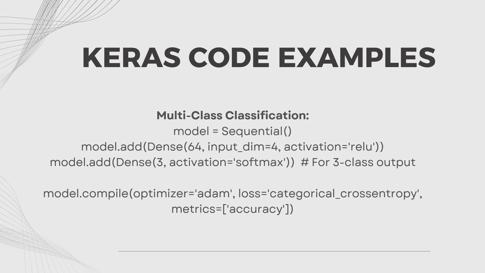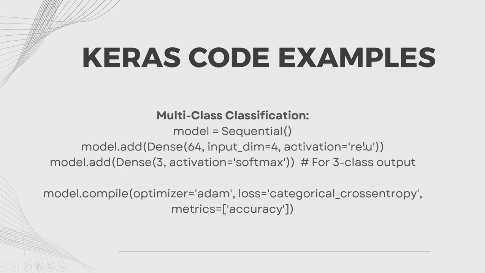Next, model.add Dense 64, input_dim equals 4, activation equals relu. That means 64 neurons, 4 inputs, ReLU activation function. Next, model.add Dense 3, activation softmax. That means output 3 probabilities for 3 classes. Next, model.compile, optimizer Adam, loss categorical_crossentropy, metrics accuracy. This step sets up the optimizer, loss function and metrics. Let's say we are classifying flowers into three species. The model learns based on four input features like petal size, sepal length, etc.